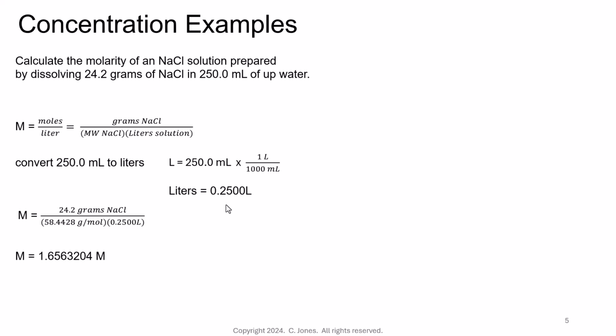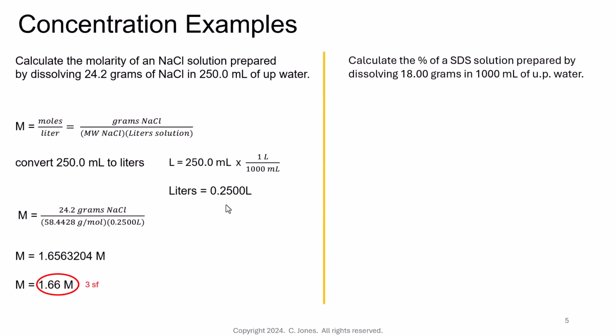That's the display number that my calculator gave, but we know that that's too many digits. And so when we take into account significant figures, the final answer is 1.66 molar, and we have 3 significant figures. Okay? All right. Now let's do percent.